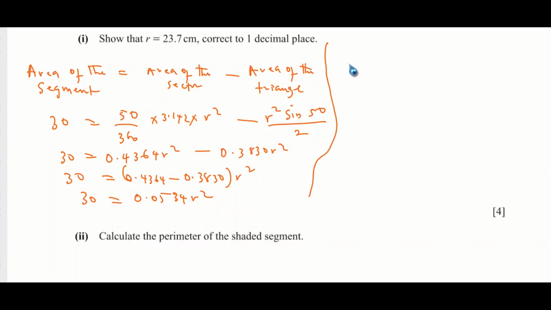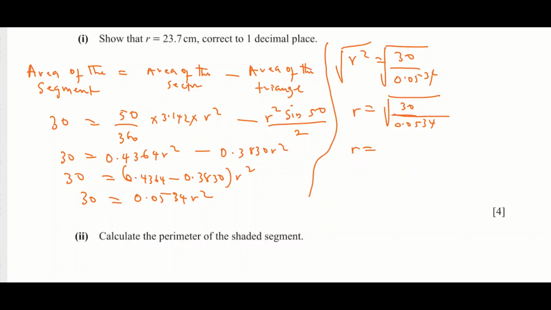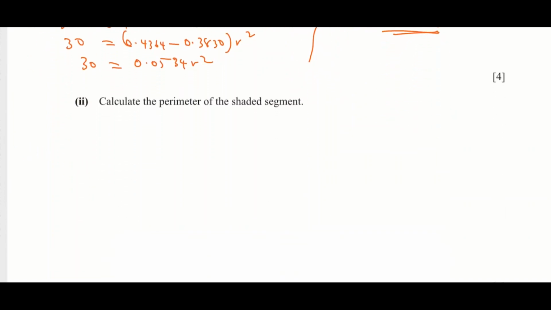So r squared will be equal to 30 over 0.0534, and if you take the square root of both sides, r will be equal to the square root of 30 over 0.0534. So r will be equal to 23.7 centimeters. So that has been shown.